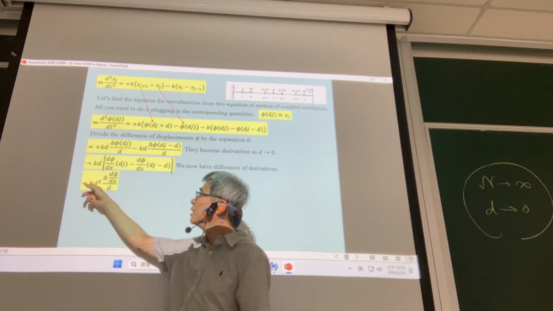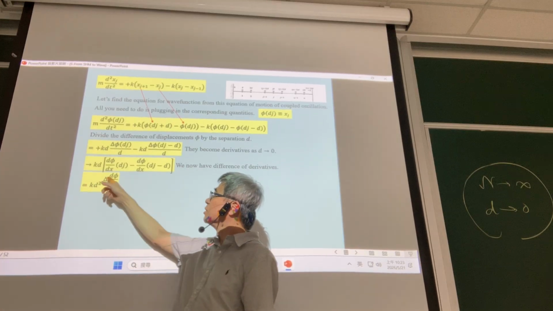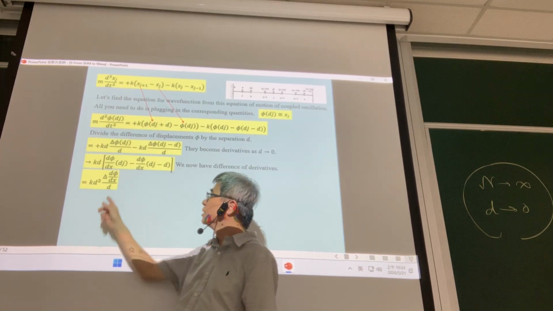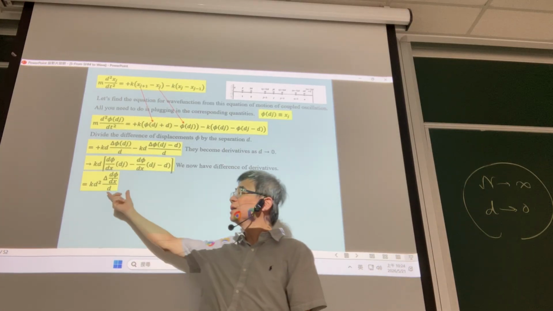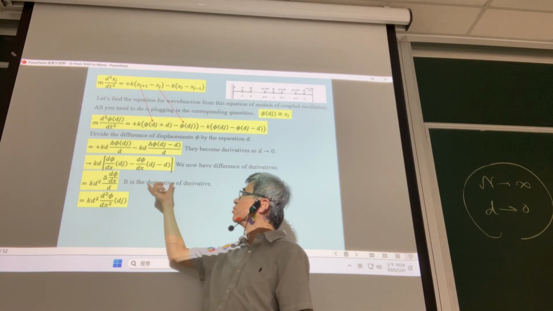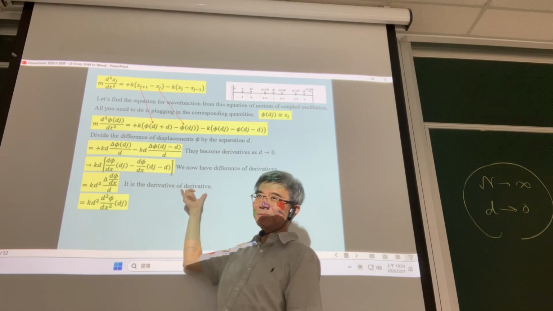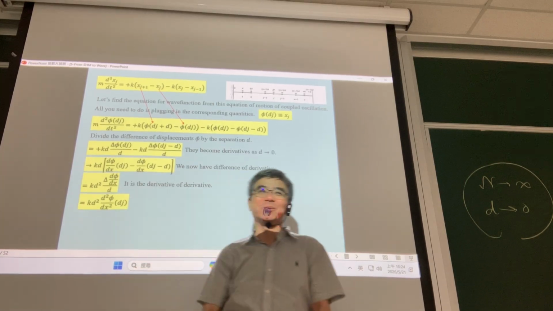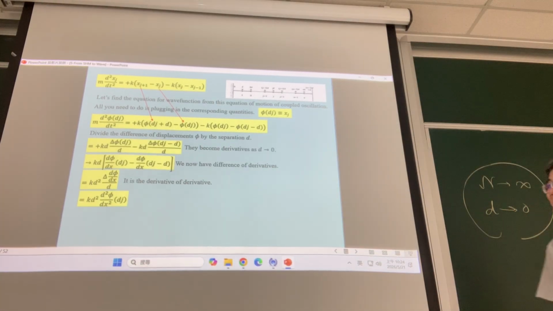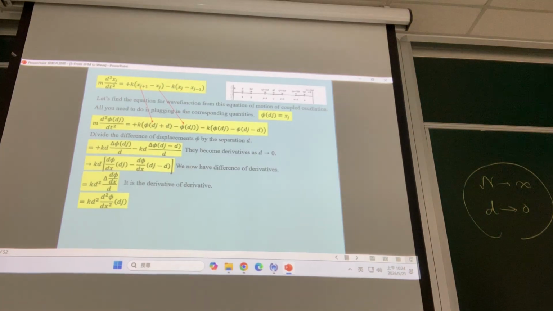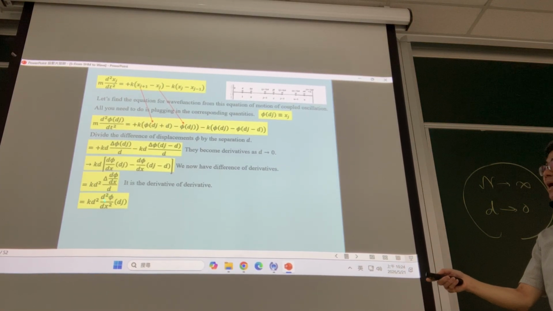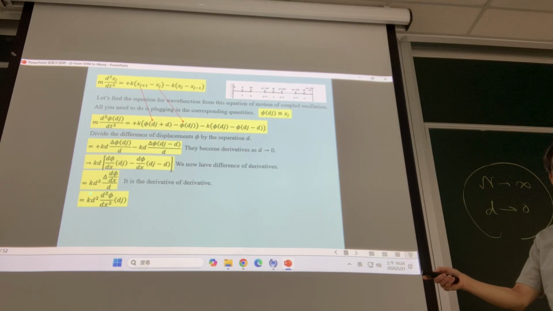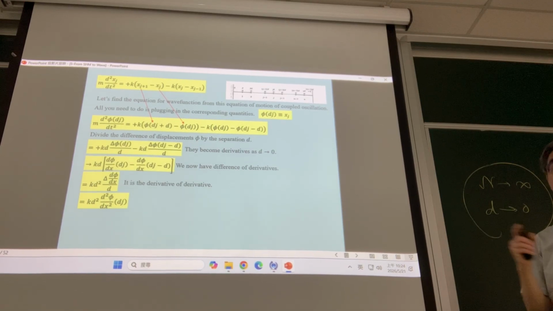So it becomes k d squared delta phi over delta x over d. Written this way, now it's clear again, this is the derivative of the derivative. So that's the second derivative, ladies and gentlemen. Therefore, we can simplify it into k times d squared phi over dx squared, evaluated at dj.